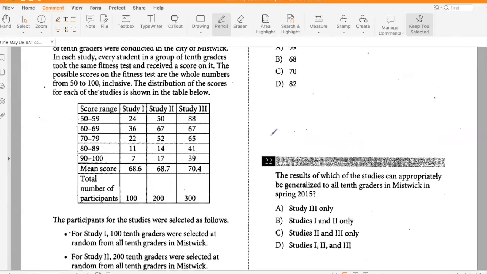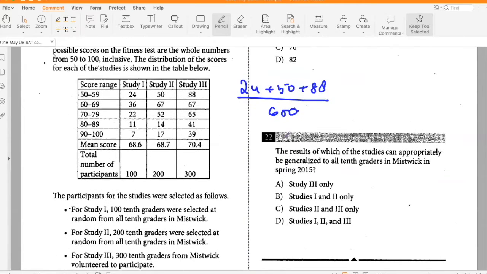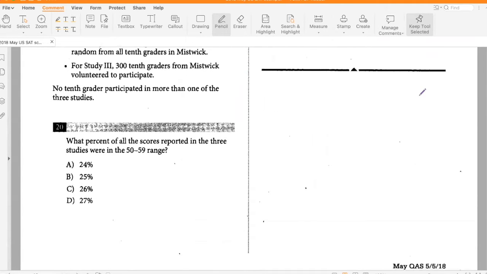50 to 59 range. Okay. So 24 plus 50 plus 88 divided by 600. So that would be what percentage, right? So 8 and 4, 12, 2 carry 1. 2 and 1, 3 and 5, 8 and 8, 16, 162 by 6. So 6 2s are 12, 42. So 27, D.